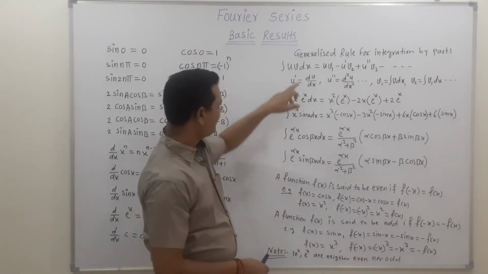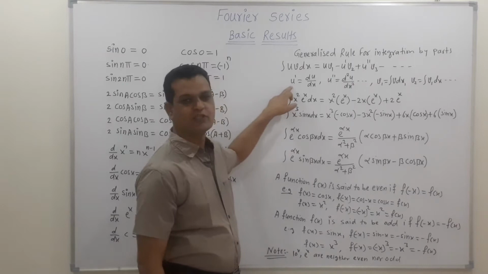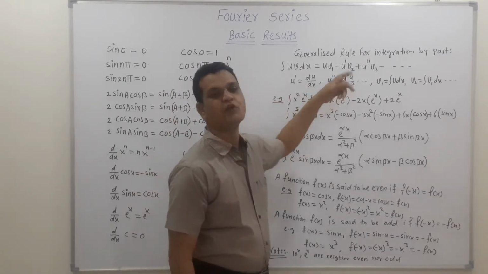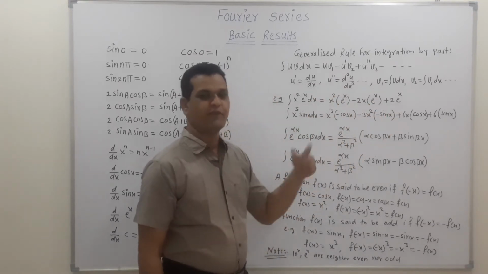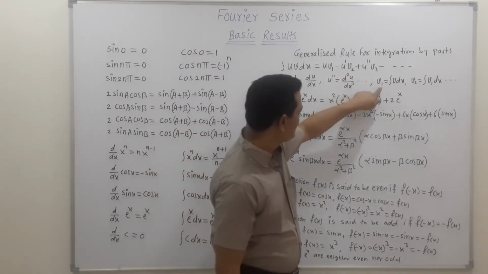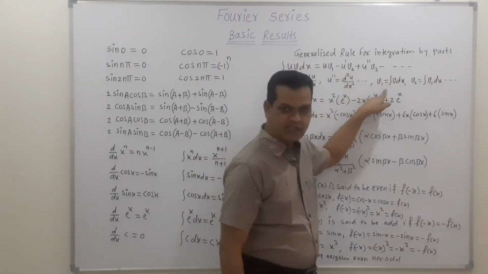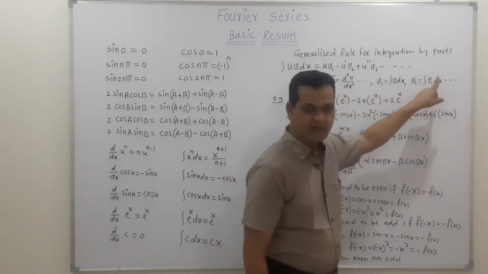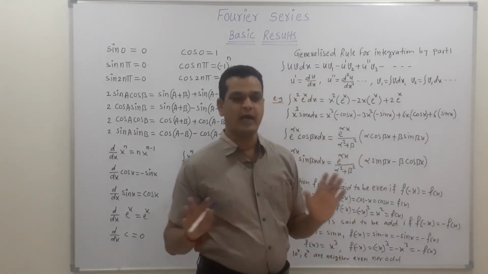Here, u means the given function, u dash means the first derivative of u with respect to x, u double dash means the second derivative with respect to x, u triple dash means the third derivative, and so on up to the nth derivative. Similarly, v1 stands for the integration of v, v2 stands for the integration of v1, and v3 stands for the integration of v2, and so on.